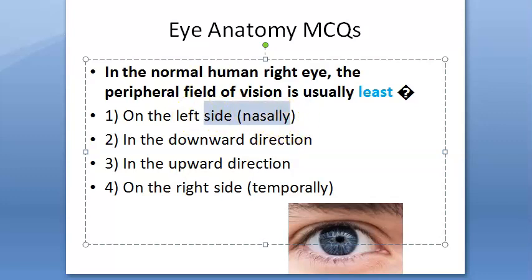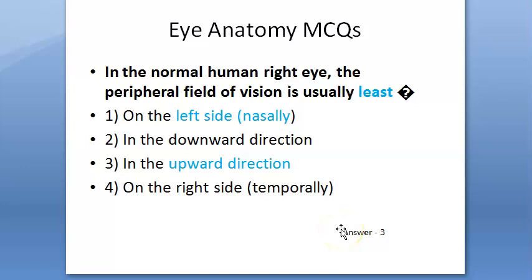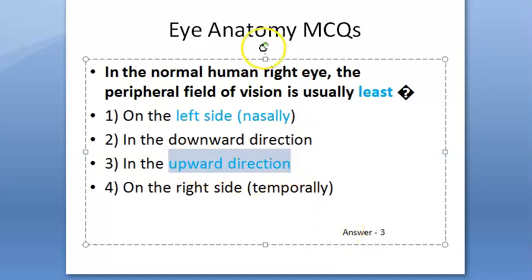What do you think? Nasally will be a little less because there is a nose up, and then upward also will be a little less because of your forehead and eyebrow and all that. Then downward, absolutely there is no blocking. Right side also there is no blocking. So it has to be either left or upward. What do you think? So what is the answer? The answer is 3. So upward is the maximum block. So you can say the least will be upward direction. Okay. So upward will be the least peripheral vision. So answer is 3. Okay.